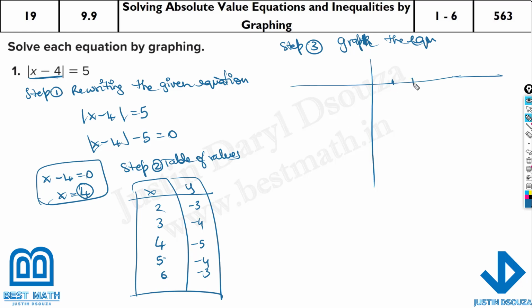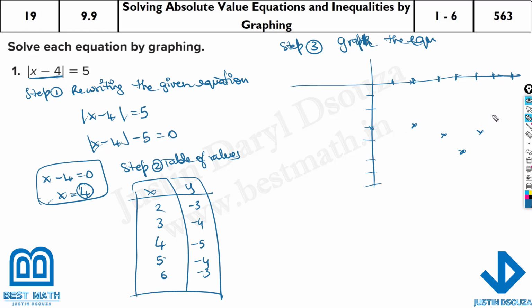Imagine this is 1, 2, 3, 4, 5, 6, 7, and this is minus 1, 2, 3, 4, 5, 6, 7. Not at all to scale, but let me just give it a try. Over here is 2, and where is minus 3? Over here, so this will be the point. Then 3 and minus 4 somewhere over here, 4 and minus 5 somewhere over here. And then again we have 5 and minus 4, over here.